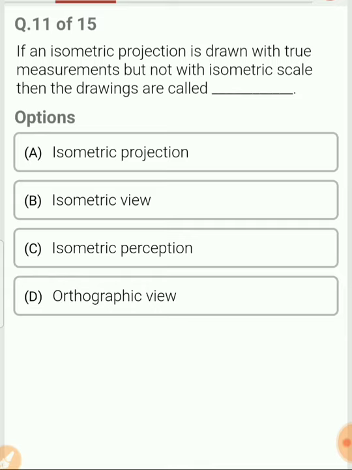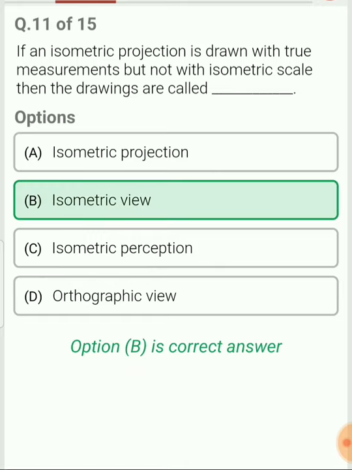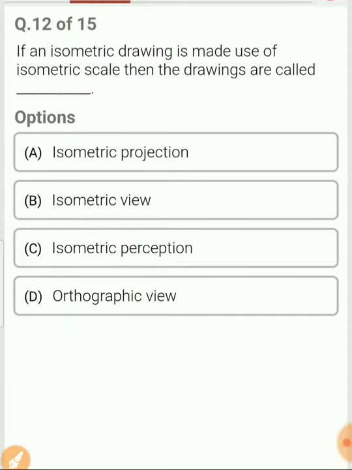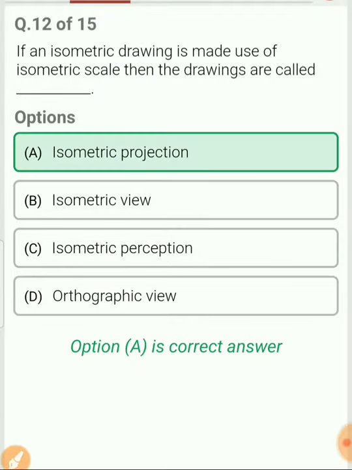If an isometric projection is drawn with the true measurement but not with the isometric scale, then the drawing is called as isometric view. You should know the difference between isometric projection and isometric view. In an isometric view, we are not using isometric scale for drawing, whereas in case of isometric projection, we are using isometric scale. So next question says that if isometric drawing is made using isometric scale, then the drawing is called as what? It is called as isometric projection. So the answer for this is option A, isometric projection.